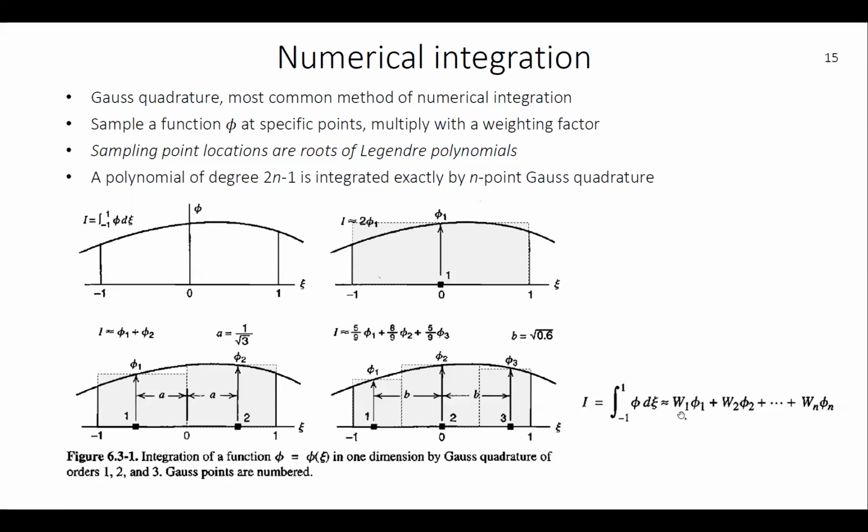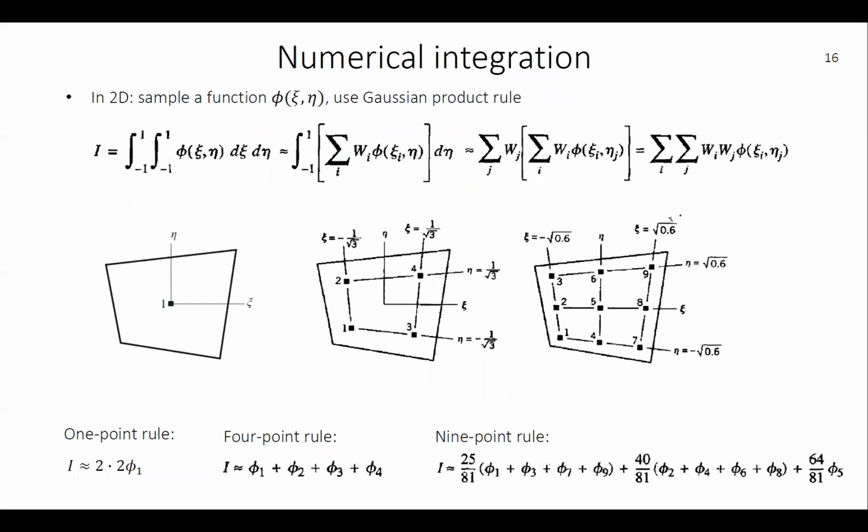So the weighting factors W times the value of this sample function at certain locations. So if you look in 2D, we have a sample function that is now a function of xi and eta. And going from the integral solution like this, we can use the product rule to end up with a summation, which means that we are just summing up the values of this sample function at specific locations, multiplying those with the weighting factors, and the result will be the integral value.